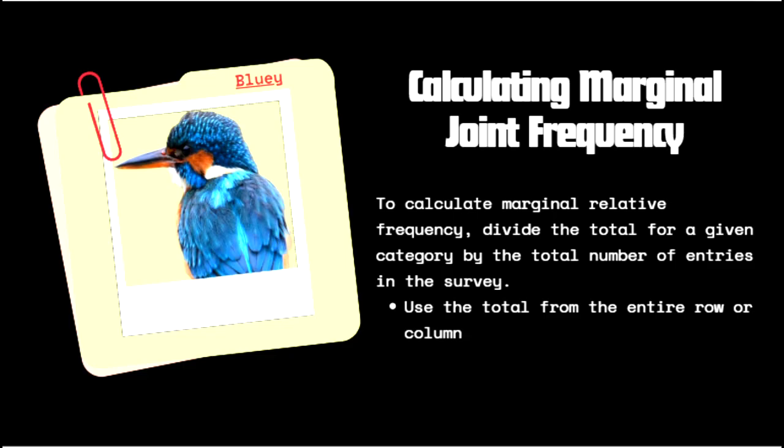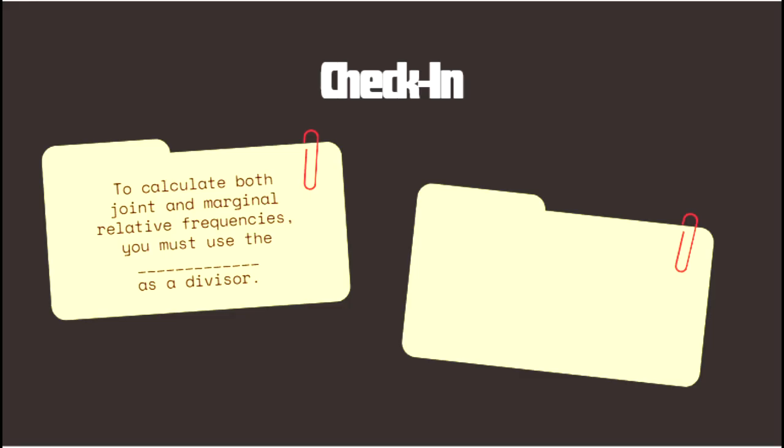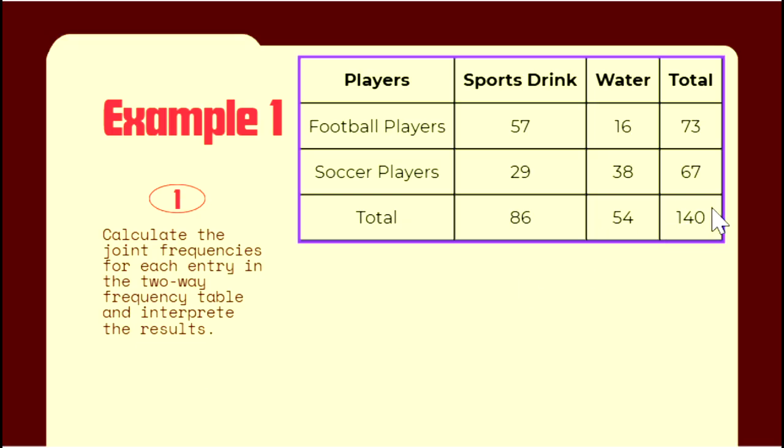Calculating marginal relative frequency. To calculate marginal relative frequency, divide the total for a given category by the total number of entries in the survey. Use the total from the entire row or column. This will make sense. It's okay, don't stress. Here's a check-in. To calculate both joint and marginal relative frequencies, which are the two frequencies we were doing before this lesson, you must use the blank as a divisor. The grand total value, which is that number that's right here in the table.